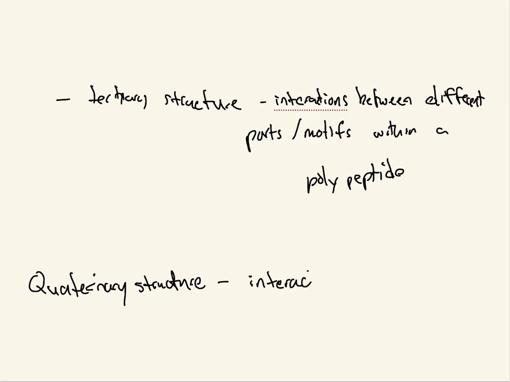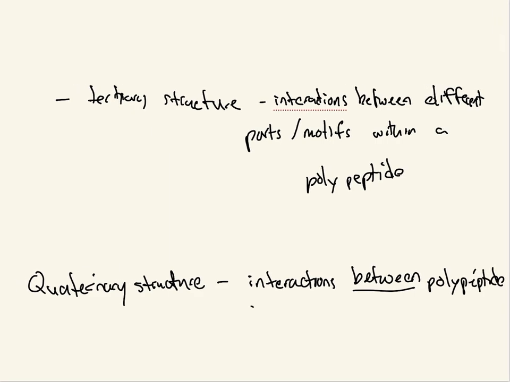Interactions between polypeptide chains. Right, so now if we have one chain that has a specific sequence with different motifs, and those motifs are interacting with each other, interacting with another polypeptide chain that has a specific sequence with different motifs that are interacting with each other, that's the level of quaternary structure when we're taking a step back there.